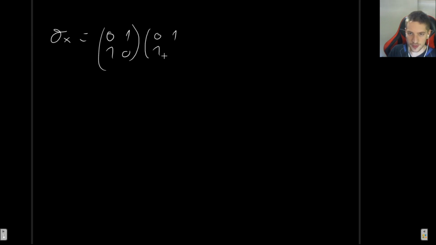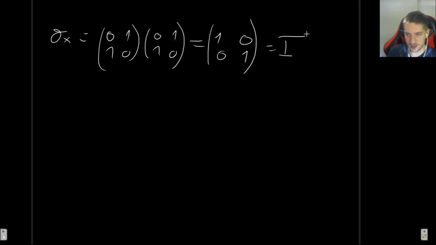For example, let's go with sigma x. This is 0, 1, 1, 0 times 0, 1, 1, 0. If you do this, you get 0 times 0 plus 1 times 1, which is 1. For this column, we get 0 times 1 plus 1 times 0, which is 0. And finally, 1 times 1 plus 0 times 0, so we get here another 1. And you can see this is indeed the identity matrix.